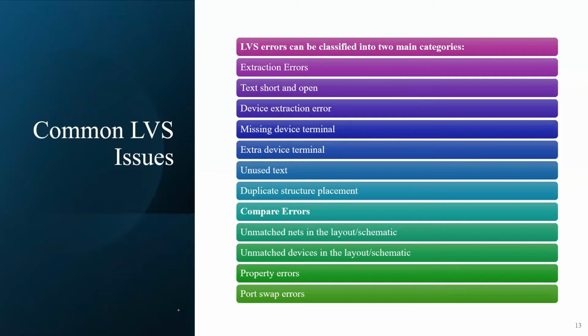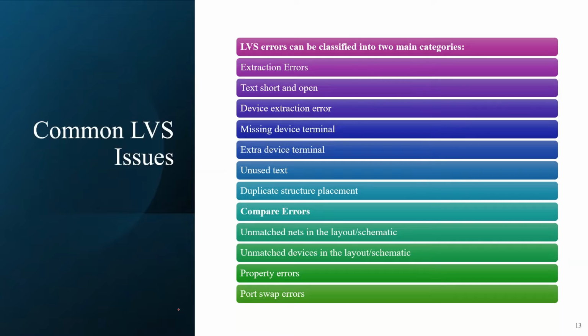These are the common LVS issues we get, like open nets. Let's suppose a net is open between two points A and B. Then extraction errors, and device property mismatch will also occur. Suppose the schematic has W by L of 800 nanometer by 400 nanometer, but in the layout a different parameter is there, like 400 by 500, then it's a mismatch. These are the common LVS errors we generally get. Property errors, ports not present, device names not present.